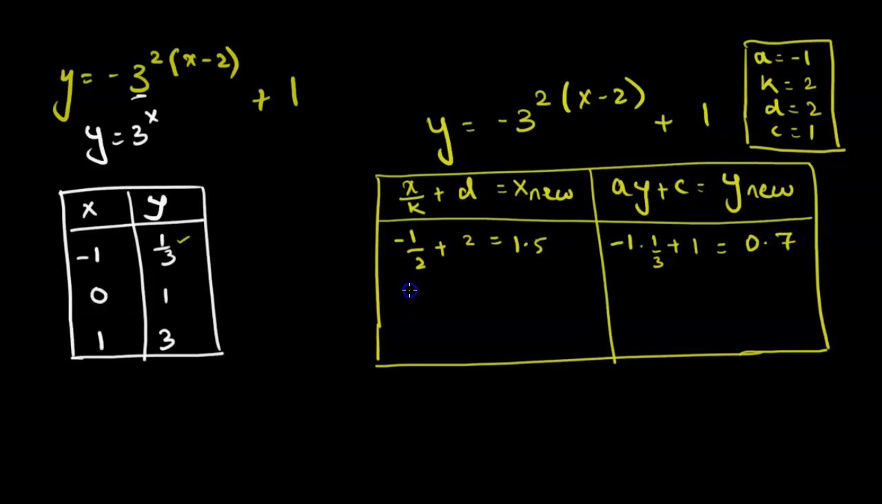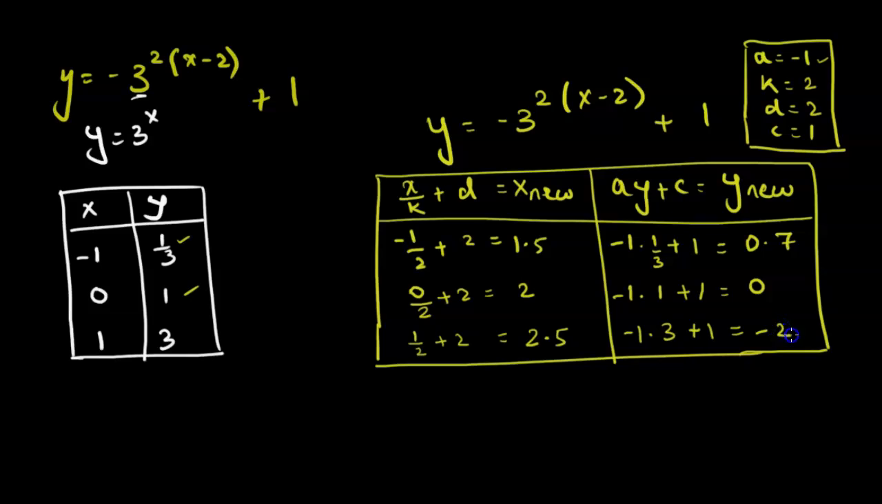Next we have x is 0. 0 divided by 2 plus 2. So 0 divided by 2 is 0, plus 2 is 2. The a value is -1 here, and y is 1, plus 1. So -1 times 1 is -1, plus 1 is 0. Next we have 1 divided by 2 plus 2, which is 2.5. Here we have -1 times 3 plus 1, which is equal to -3 plus 1, which is -2.